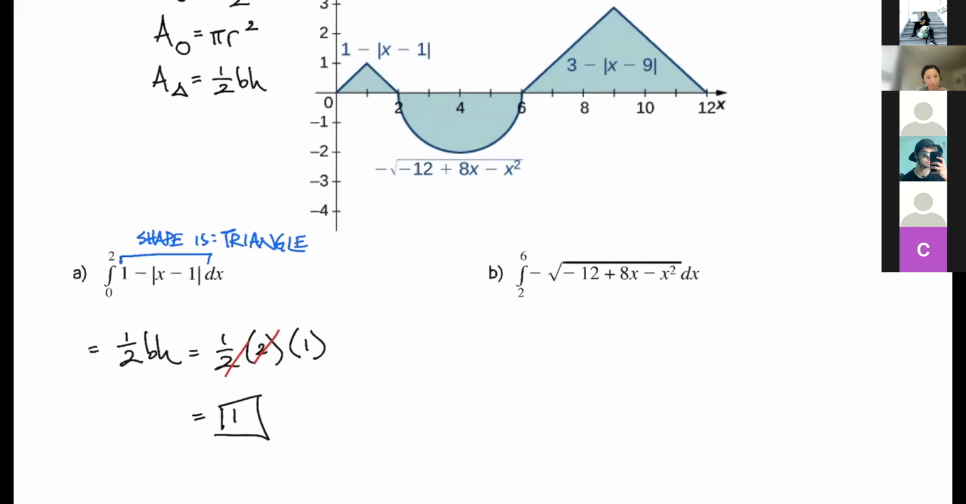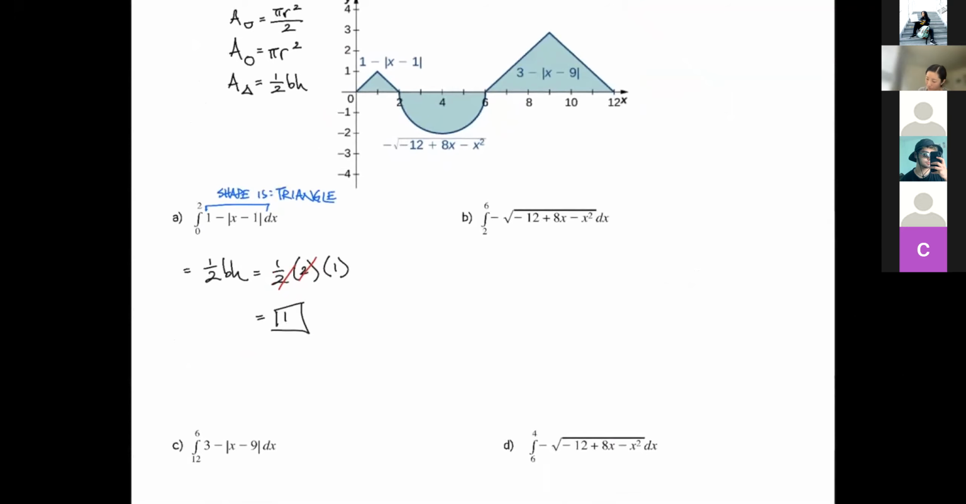Let's try C. I know that's out of order, but let's try C. All right, so do that one on your own real quick. How might you apply what we did in A to answer part C?